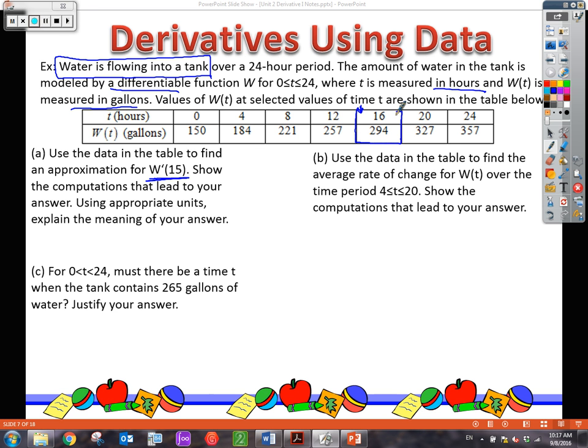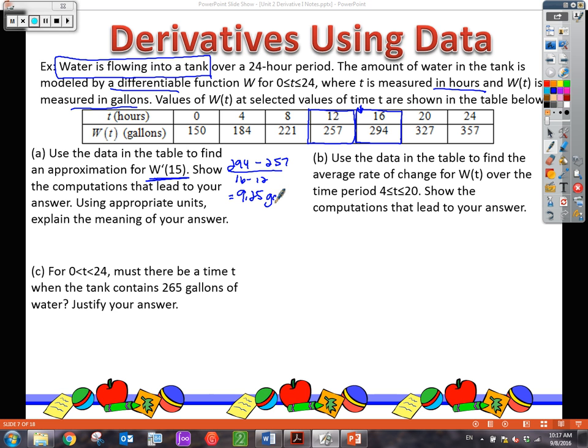So we're going to use these 2 pieces of data to calculate our approximation of our derivative. So the computations, we're going to show basically (294 − 257)/(16 − 12). And we'd use our calculator. This would be on the calculator portion of the exam. We get 9.25.